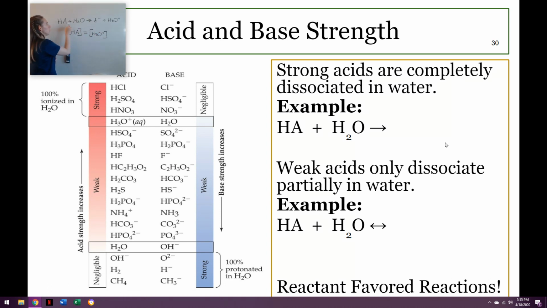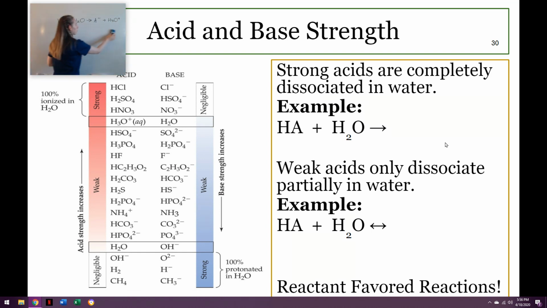If you notice, we've got a 1 to 1 to 1 to 1 ratio here. So however much HA you have, or strong acid, you also have that same amount of H3O. And it says that on your strong acid box. It says strong acid in brackets is equal to H3O in brackets. We're going to get to that in the next lesson.